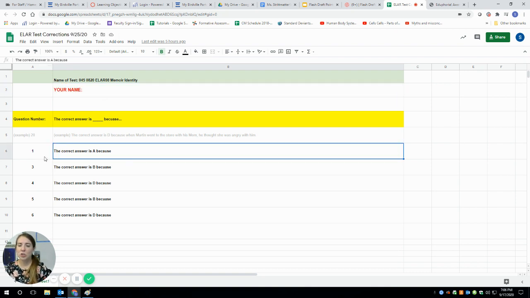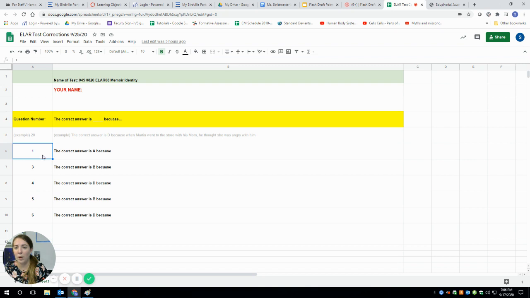Next up, to do your test corrections, instead of doing the ones that you missed, the easiest way for us to do this is to look at the most missed questions. Chances are very high that if you made less than a 70, you missed at least 2 and probably 3 of these questions. So our most missed questions on this test are question number 1, 3, 4, 5, and 6. It's kind of weird that they were all right in a row.